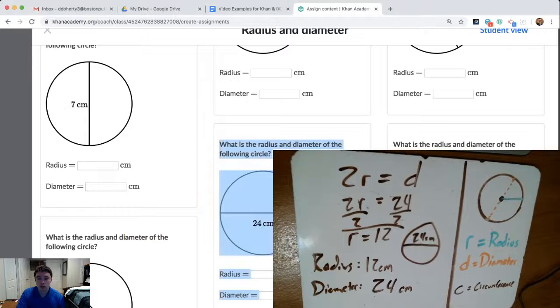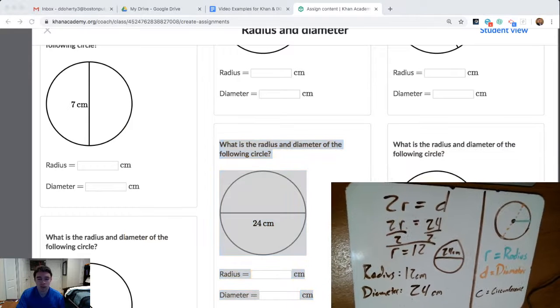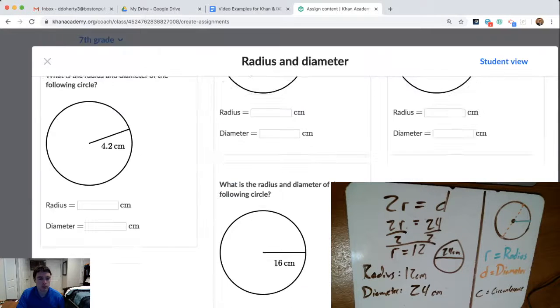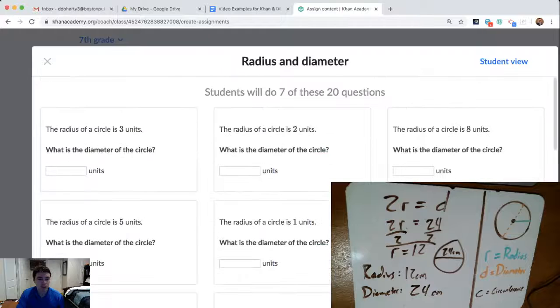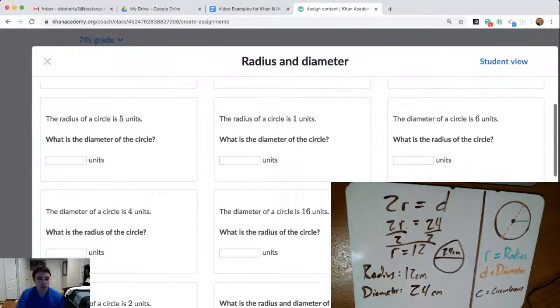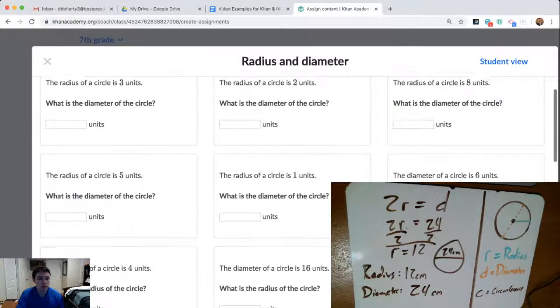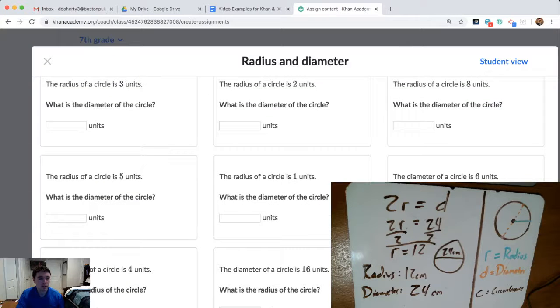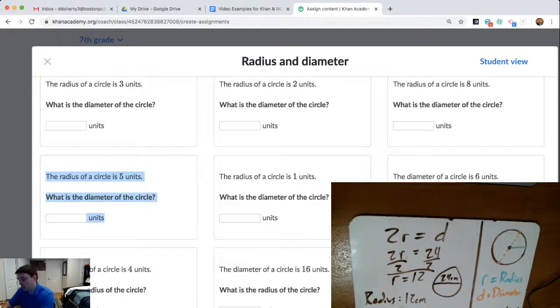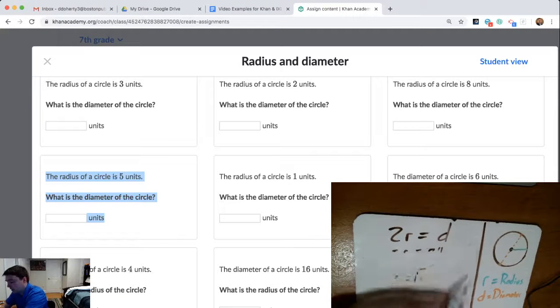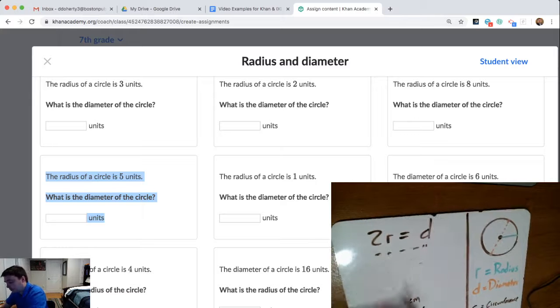We're going to show one last example for this now together as a group. Sometimes they'll take the circle away from you. So in this case, we'll take a look. They tell us for this example right here, we see the radius of a circle. I'll highlight this. The radius of a circle is 5 units. It says what is the diameter of the circle.